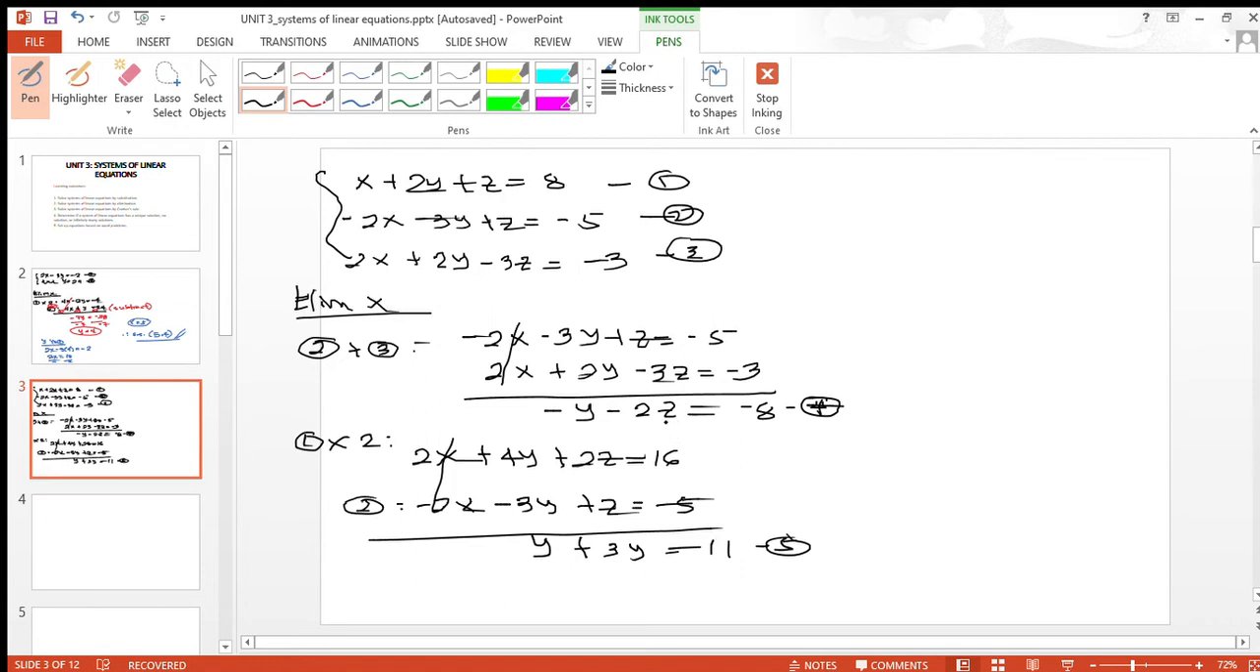Notice that after eliminating x twice, we now have reduced the system to two unknowns. Let's just rewrite it. We have minus y minus 2z equals minus 8, equation 4. And then equation 5, we have y plus 3z equals 11.